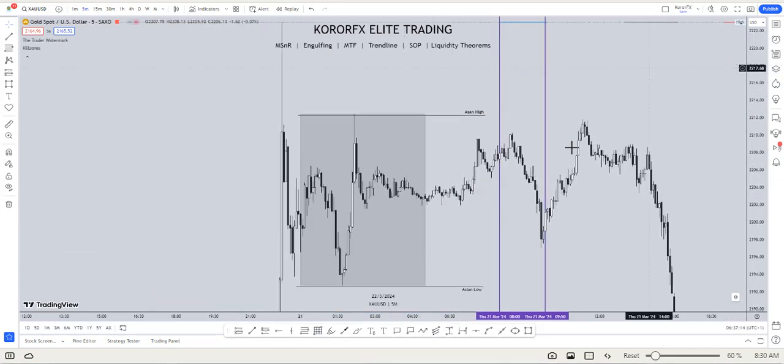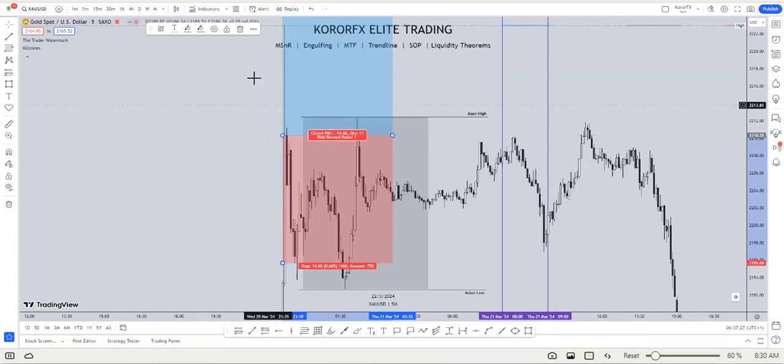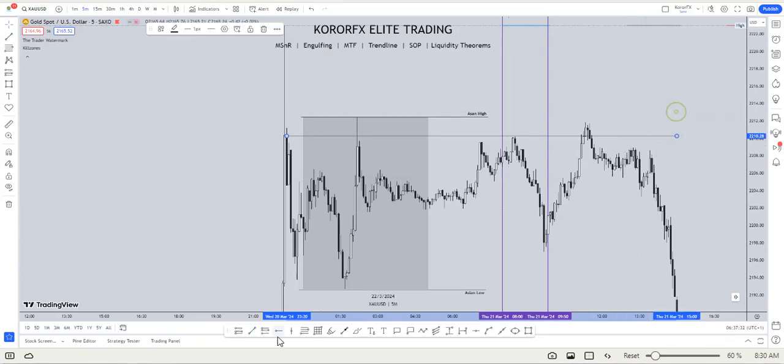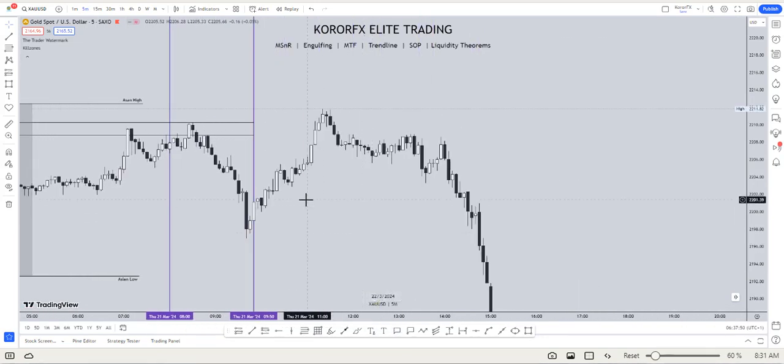Alright, entry model 3. So we have to mark out all the SNRs before the price swept any low or high. So you can see we have an SNR, we have an SNR which is at the 5 minute. Alright, we have also another SNR. Whenever price touches the SNR in between 8 and also 10, you will wait for the engulfing. Okay, you wait for the engulfing.